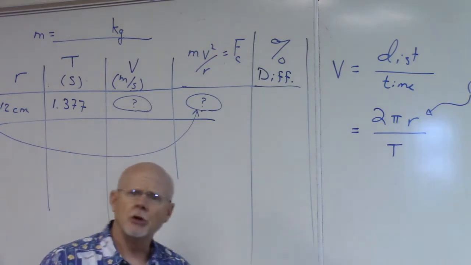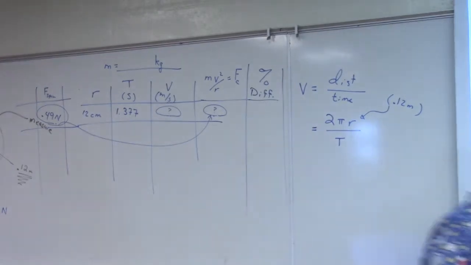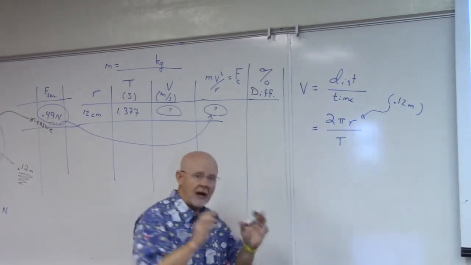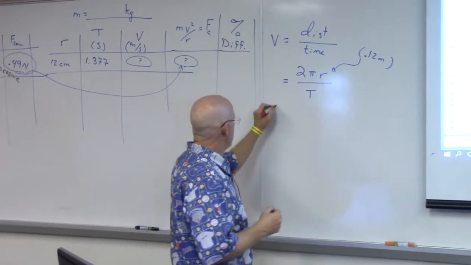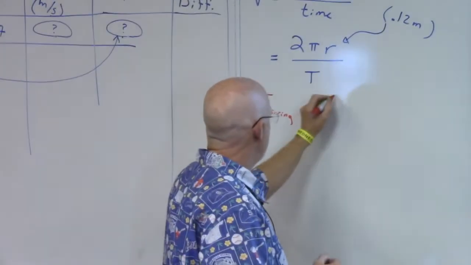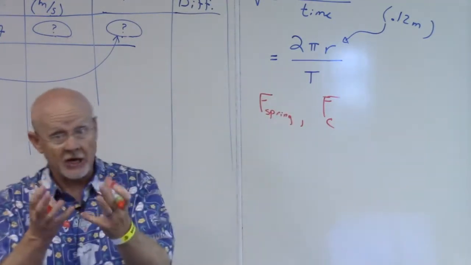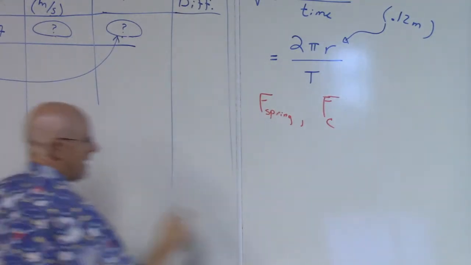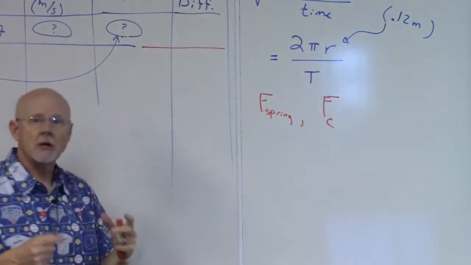Now, that might be a formula you're not familiar with, so let me help you with that. I'll do it in a red color. If I was comparing two numbers, let's say I'm trying to compare F of a spring with F centripetal, okay? That's exactly what we're trying to do. You have those two, and you want to know a number that says, are they close?